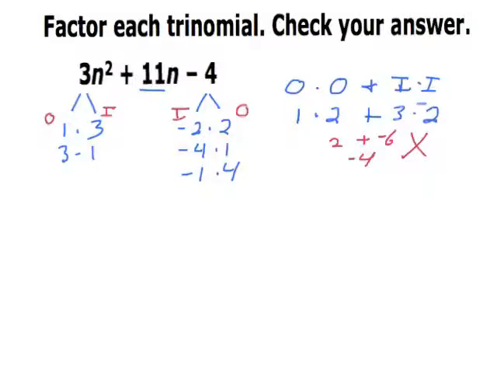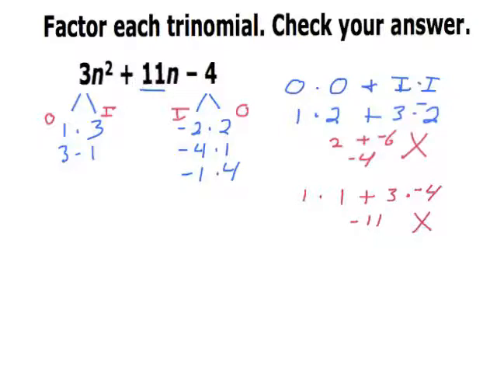So let's try this one and this one and see what we're going to do right here. Okay, so we have 1 times 1 plus 3 times a -4. Now 1 times 1 is 1, plus 3 times -4 is -12. That makes it a -11. That's not it. Boy, you know what? That is really close to that +11.